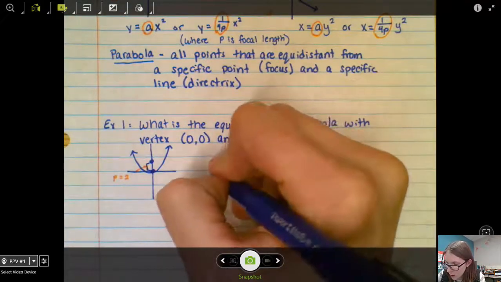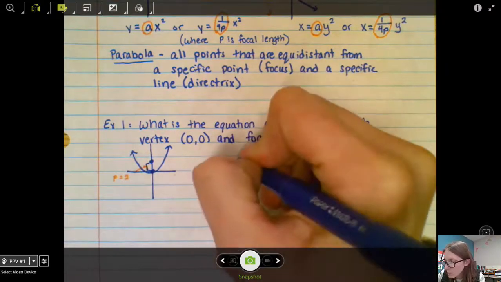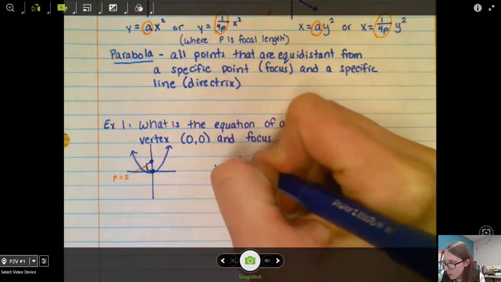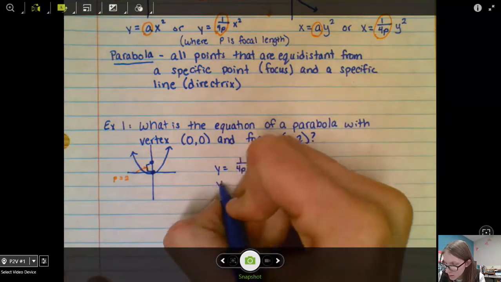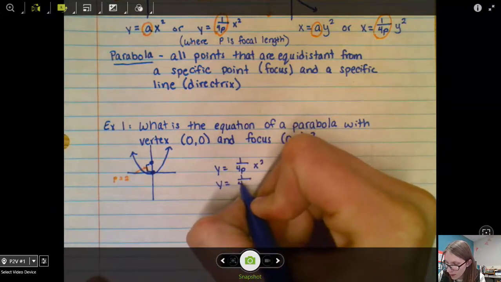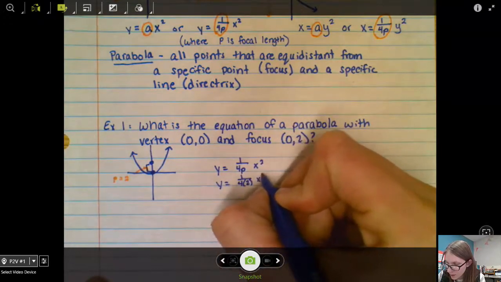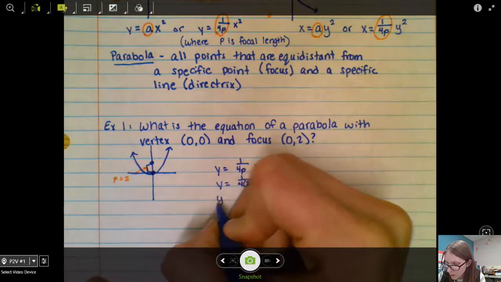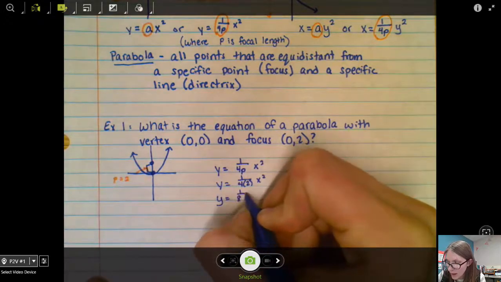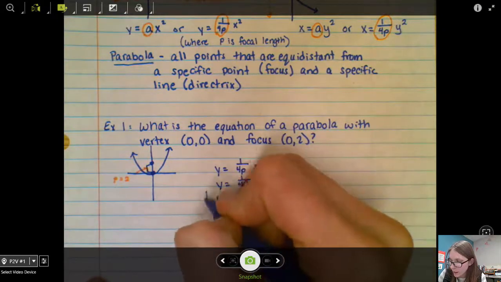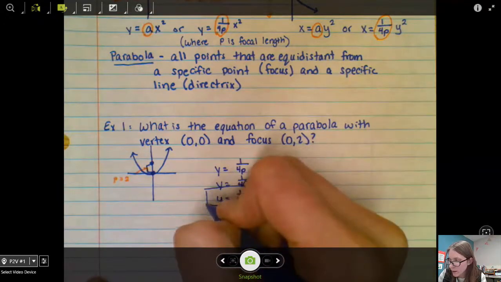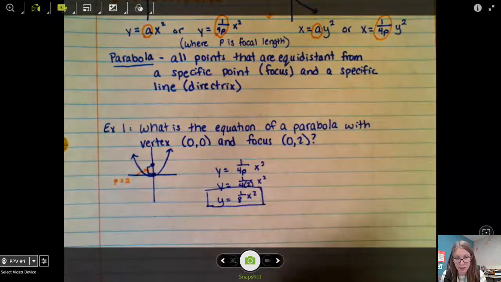So if you look at our equation, that second form, y equals 1 over 4p times x squared. If p is 2, our equation is 1 over 4 times 2 x squared, which is y equals 1/8 x squared. All right, so if we have this equation of a parabola y equals 1/8 x squared, the focus is going to be at 0, 2, and the vertex is at 0, 0.